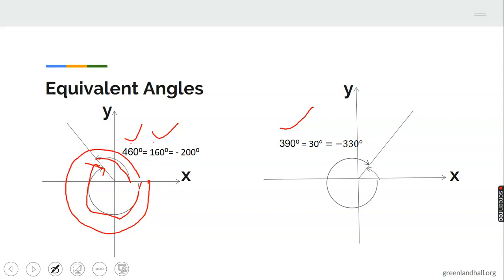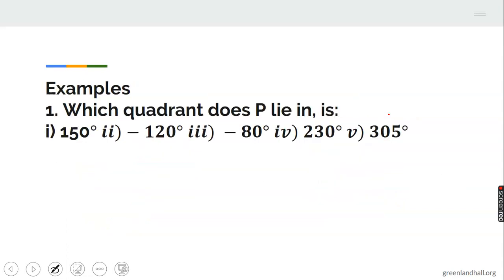Similarly, these 3 are the same. 390 degrees. That means we have completed 1 revolution, 360. This is 360 already, and you go extra this way. So the extra here is 30. So 390 degrees is the same thing as 30 degrees. And then the remaining, the negative, when you move back like this, is minus 300. So these 3 angles are the same.